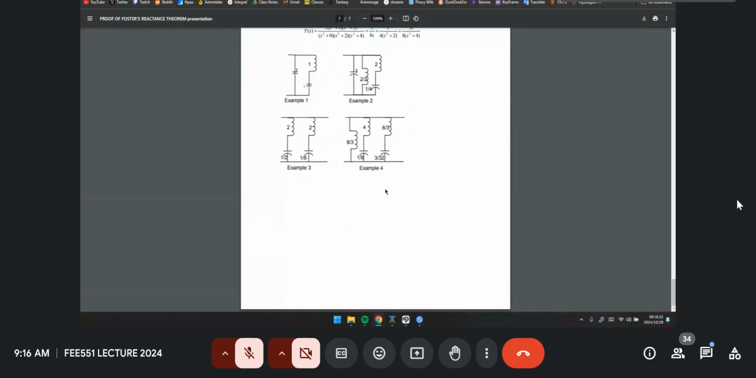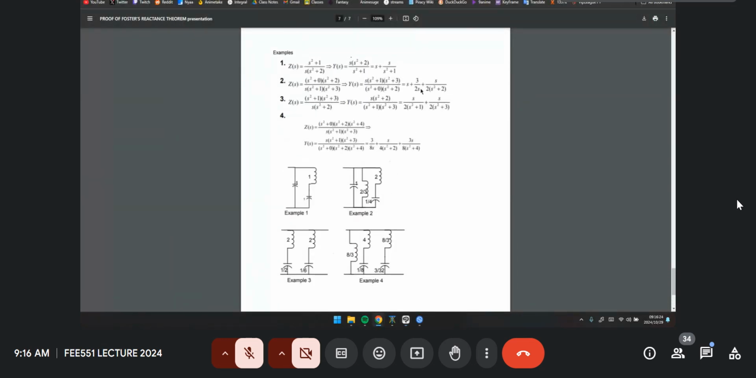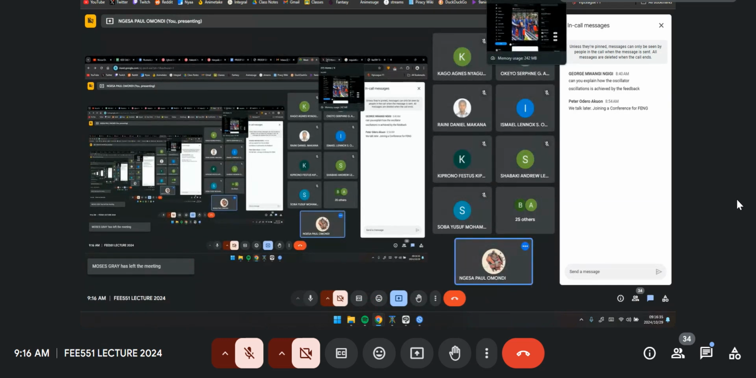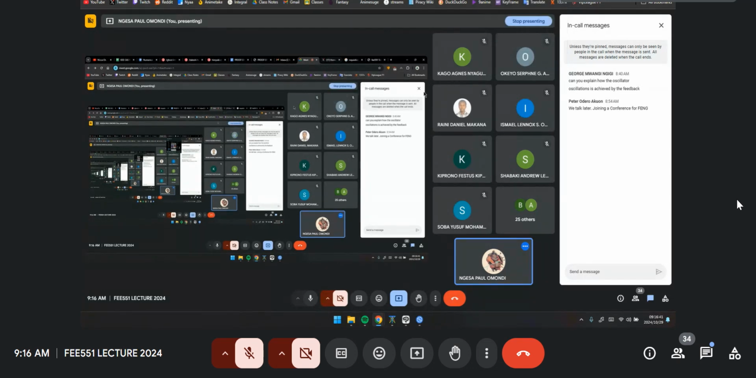I've already highlighted here some examples together with the workings. This should be simple enough since we did it in third year. Is there any question? No question.